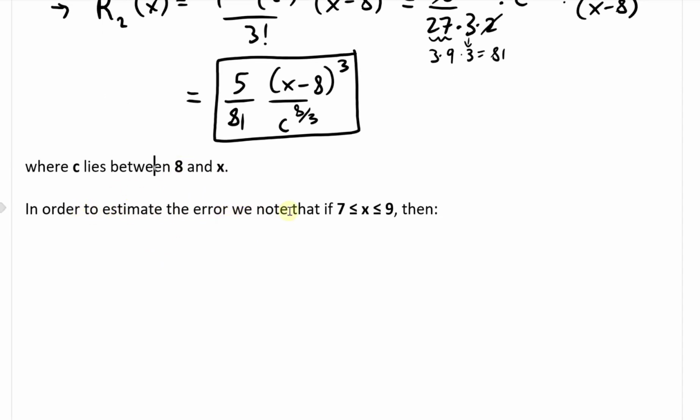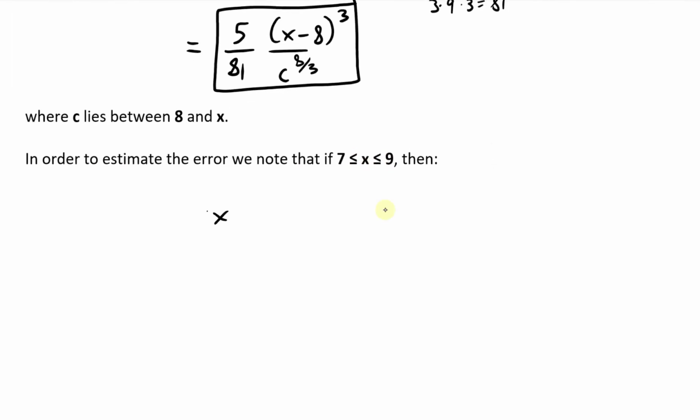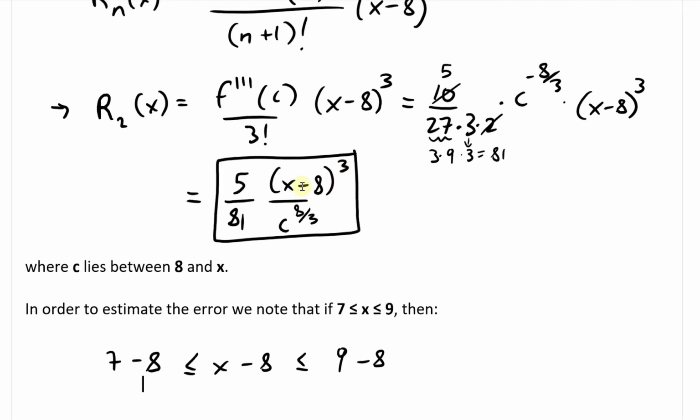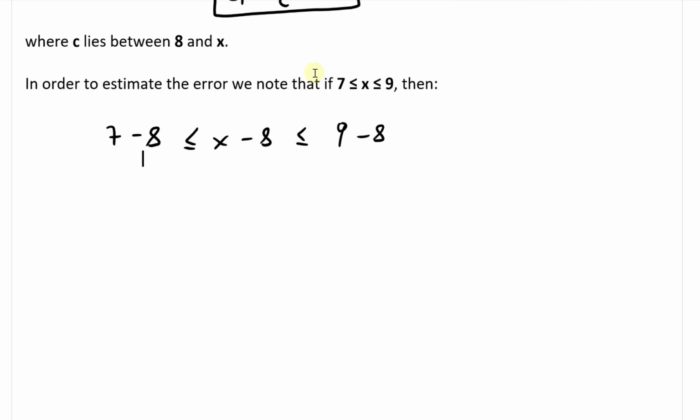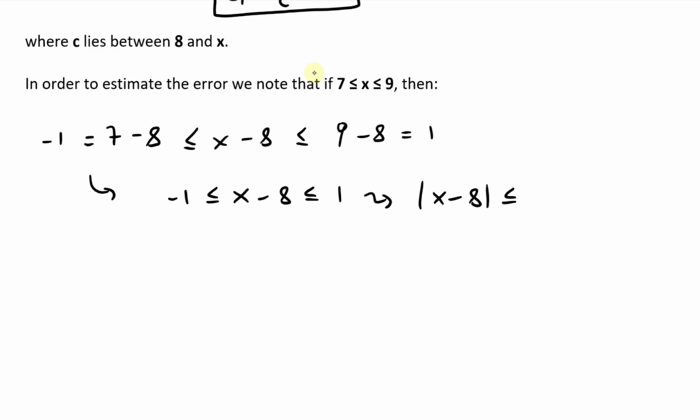So in order to estimate the error, we note that x is between 7 and 9. So x is greater than or equal to 7, less than or equal to 9. And what we'll do is subtract 8 on all sides: minus 8, minus 8, minus 8. So that we have this x minus 8 over there, we can see what value it's going to be in between. This gives 1 and negative 1. So x minus 8 is less than or equal to 1 and greater than or equal to negative 1. In other words, the absolute value of x minus 8 is less than or equal to 1.